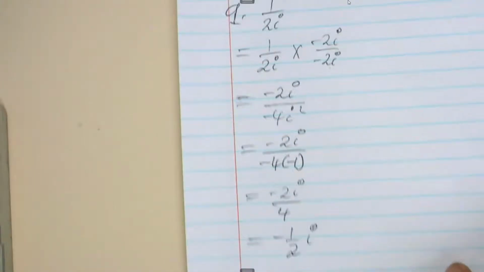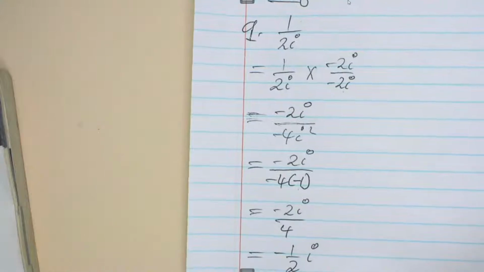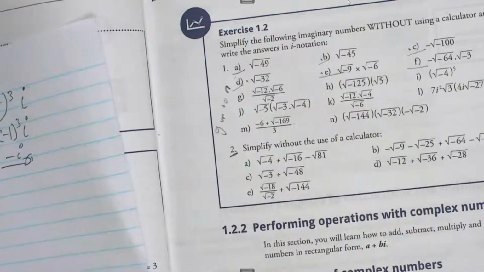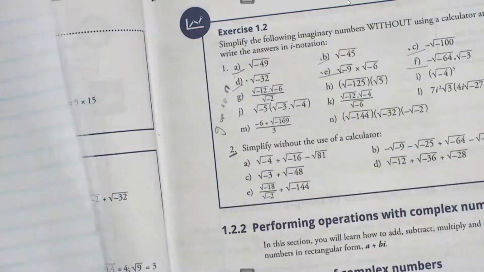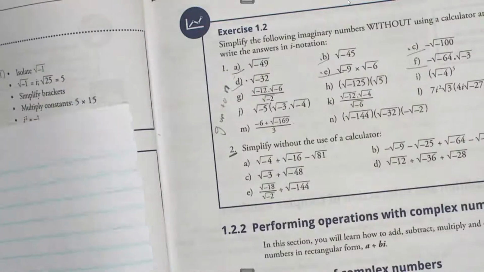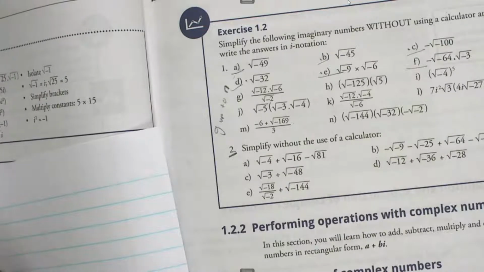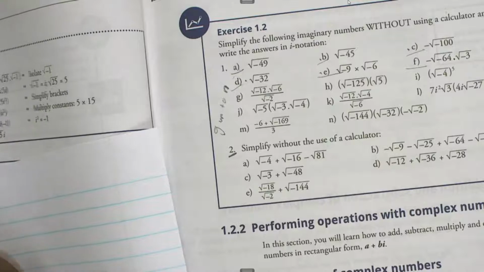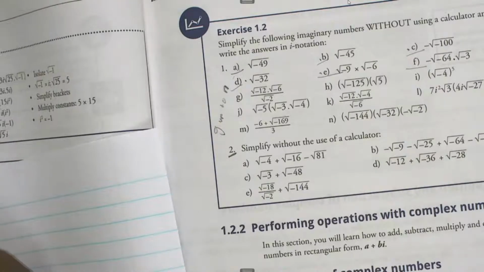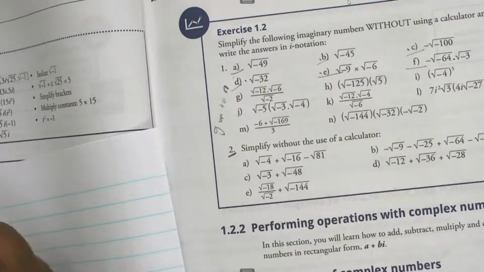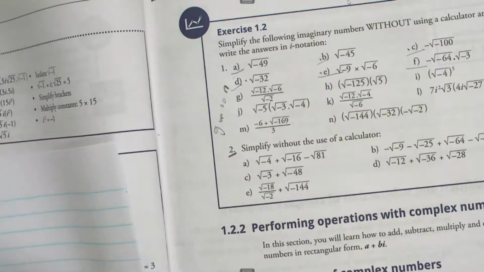And if you recall, I also gave exercise 1.2, and I want us to look at a few of them as well, so that our learners are able to at least break some ice, especially since it will be the first time they do them. Number 1 on exercise 1.2, let's look at number A, which is square root of negative 49.